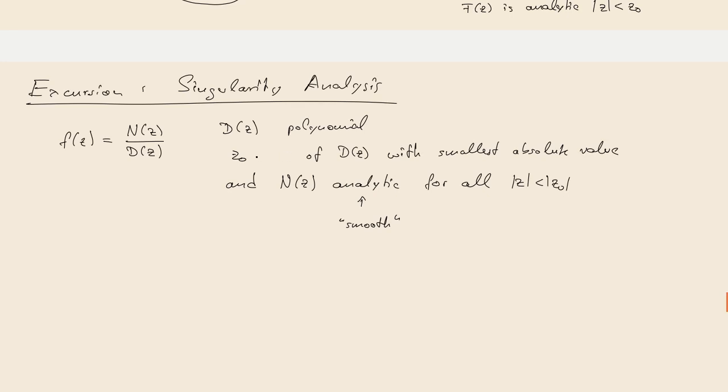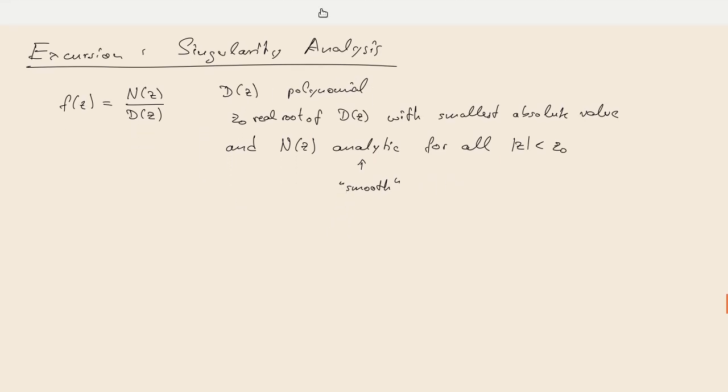I think I need that this is a real root. In general, a polynomial also has complex roots. But you can prove that if the coefficients of this generating function f are positive, then there's always a real root of this kind. Okay, this is the setting that we assume here.